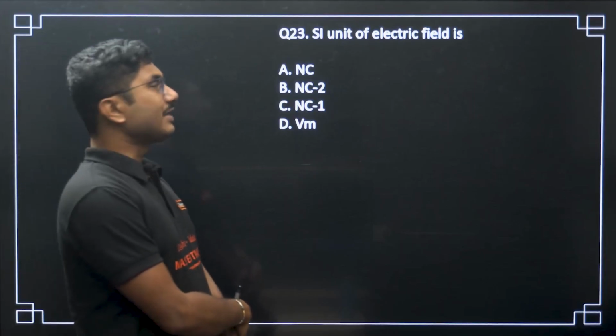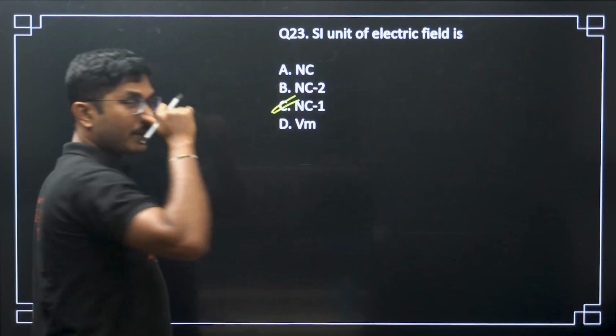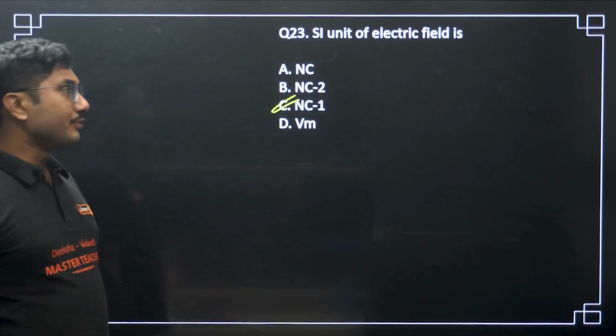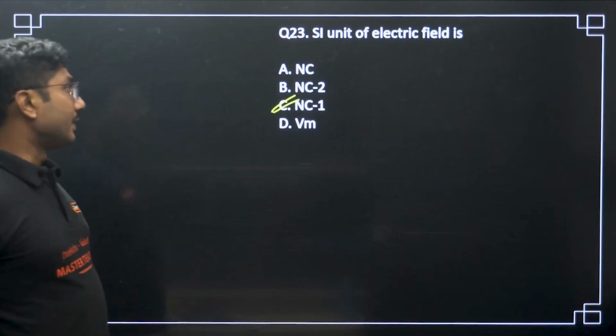SI unit of electric field. Newton per coulomb or volt per meter, both are units. Here voltmeter is given. Voltmeter is the unit of flux, not electric field.